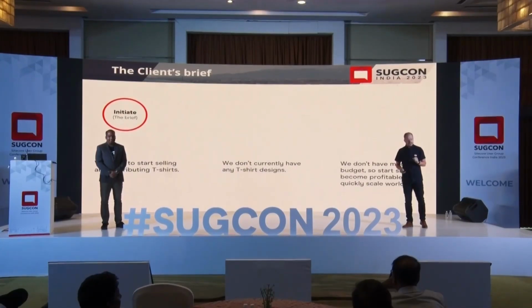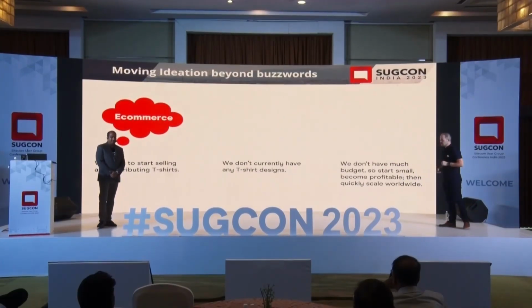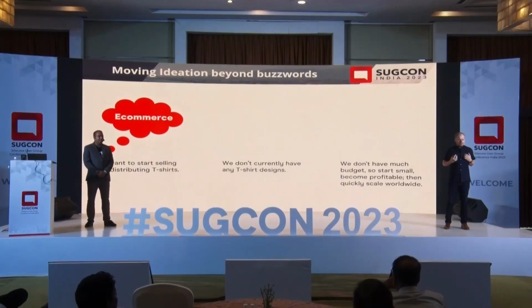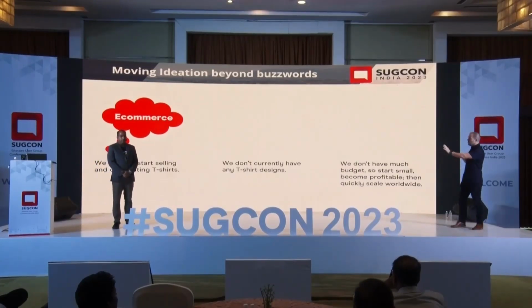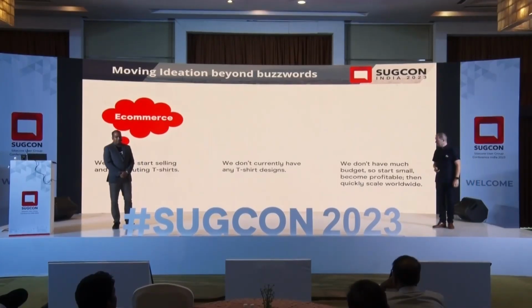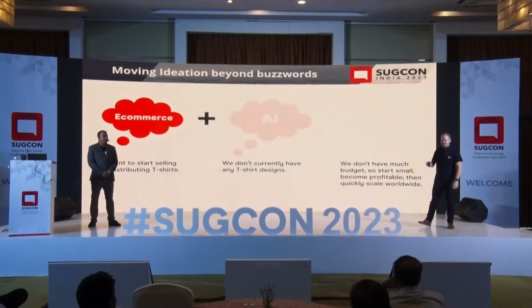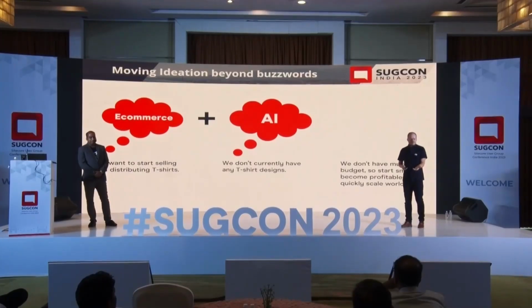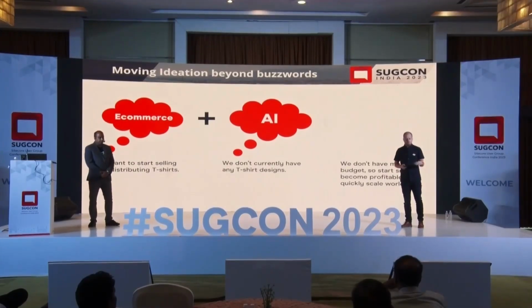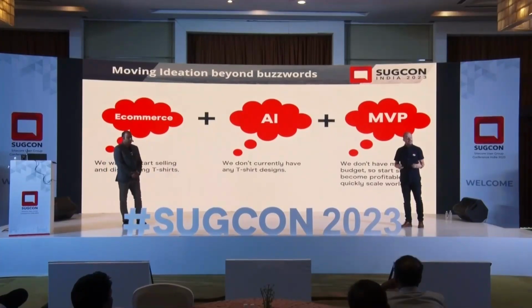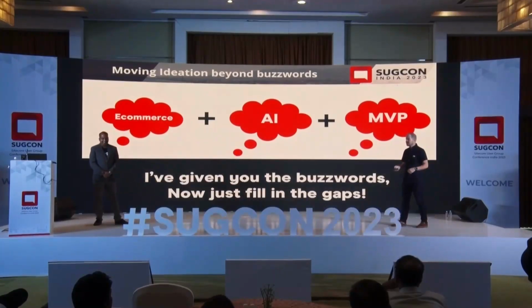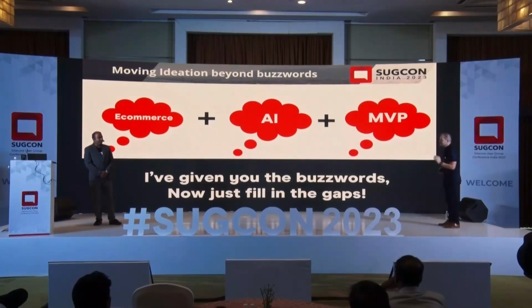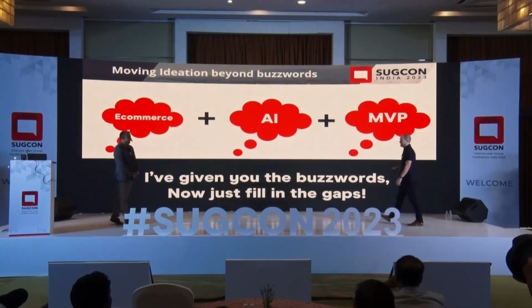So that's step one. Step two, as we said, is there's a process. And someone like me says, no problem. We can start selling and distributing T-shirts. E-commerce, simple. OrderCloud, no problem at all. And we don't currently have any T-shirt designs? No problem, I've got just the answer. Generative AI, let's do that, perfect, that's the strategy. And of course, they don't have much budget, that's no problem at all. We'll just sell them an MVP. And then some idiot like me hands over to the technologist like Sheetal and says, look mate, I've done all the heavy lifting, I've given you the buzzwords, now you just take it from here and fill in the gaps.